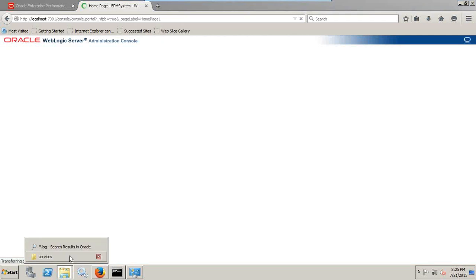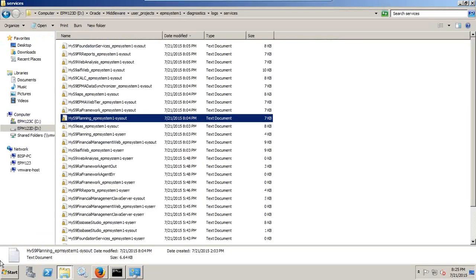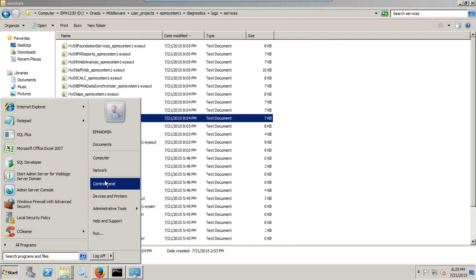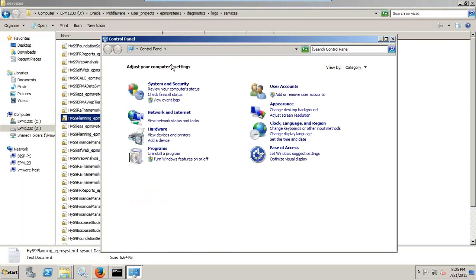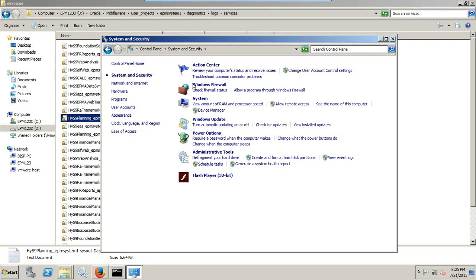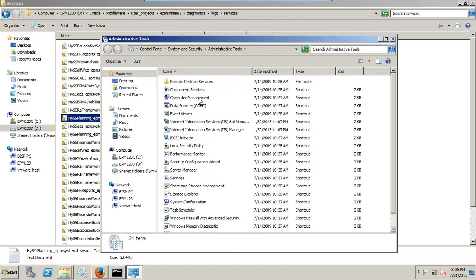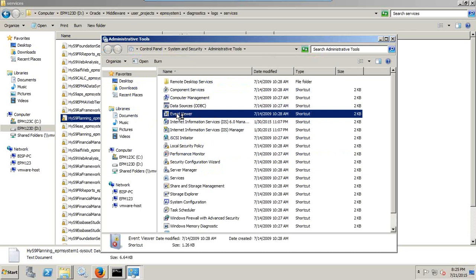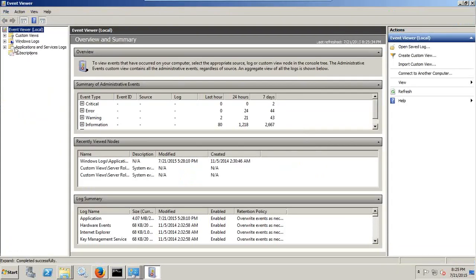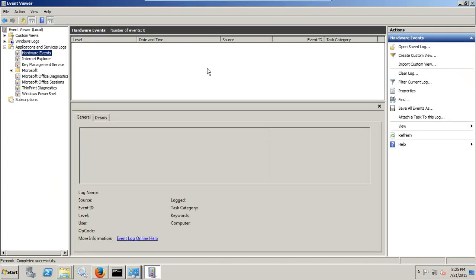Then I further go to my event log, Windows event, and see what is the last event the system recorded. Under control panel, I go to system administration, and then I go to my event log, event viewer. I go to application specific. Did any hardware failure happen? No hardware failure. I'm happy.